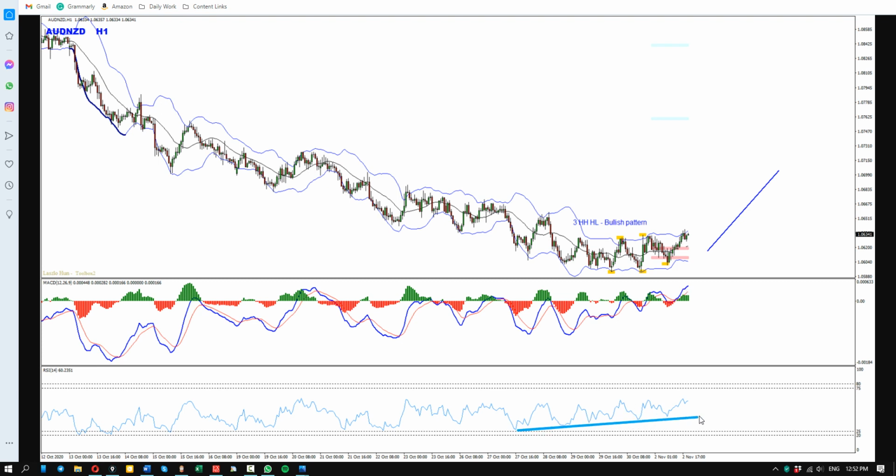Now look what happens on the 1 hour. Same story exactly. Higher highs, higher lows, and MACD does the same exactly. Higher highs, higher lows, while the price was suffering.